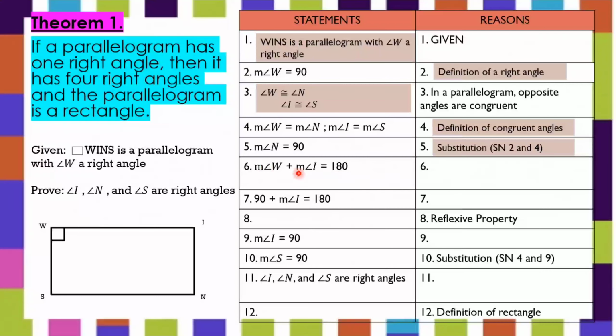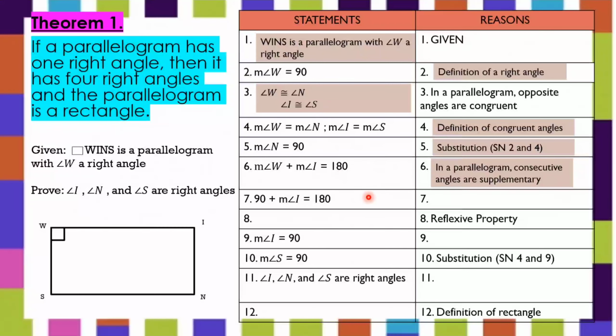So, nasan ba itong dalawang angles na to? We have angle W and angle I. So, they are consecutive angles. And we all know that in a parallelogram, consecutive angles are supplementary. When we say supplementary, their sum should be equal to 180 degrees.